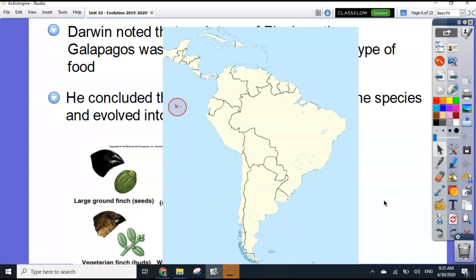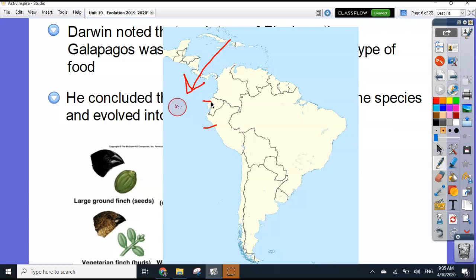He ended up going to the Galapagos Islands. The Galapagos Islands are circled here. They're off the coast of Peru and Ecuador, so South America. So he went to the Galapagos Islands, all right? He had to take a ship. He was from England, and it took him a really, really long time. So he got over to the islands.